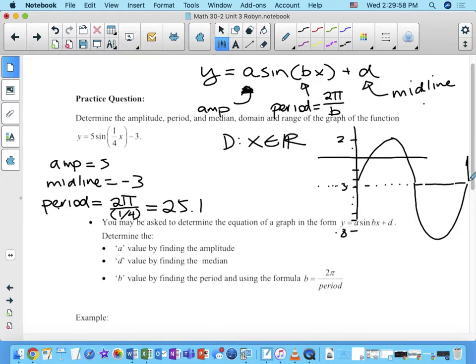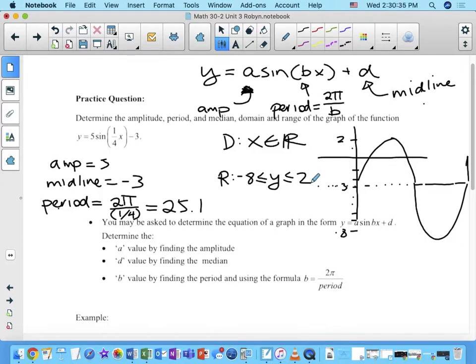Okay, so your range is going to be the minimum is -8. The maximum is 2. In general, your max is always your midline plus your amplitude, because you start in the middle and you add your amplitude. Your minimum, you start in the middle and you're subtracting your amplitude. You're going down by your amplitude. And that's true for all sinusoidal functions.